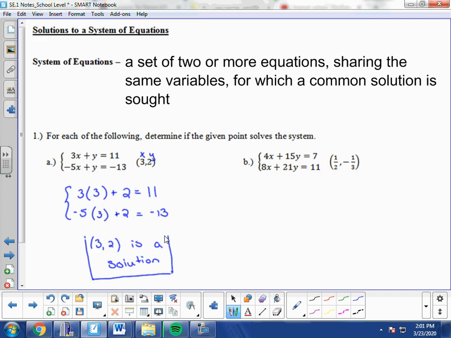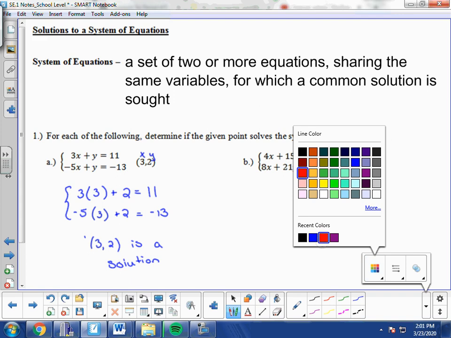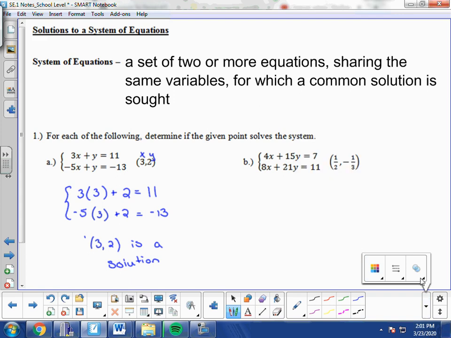In B, see if you can pause for B and see if the point (1/2, negative 1/3) is going to be a solution. Okay, so hopefully you figured out that this is not actually a solution. If we check this again, we want to substitute. The x value is 1/2. The y value is negative 1/3.